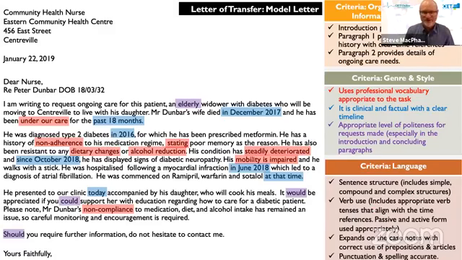Verb use. Verb use here is very good, and the verbs and the time references are aligned. So a range of verb tenses: simple past, present perfect, present tense. We've even got future. His daughter will cook for him. And we've also got passive voice. He was commenced on ramipril. He was diagnosed with type 2 diabetes. So a range of different verb forms.